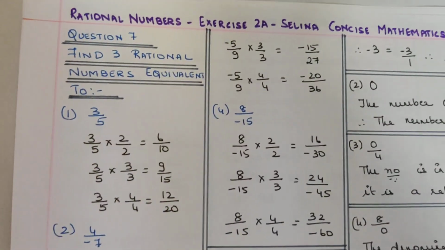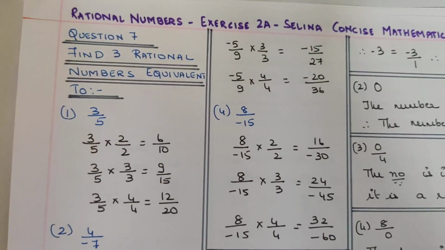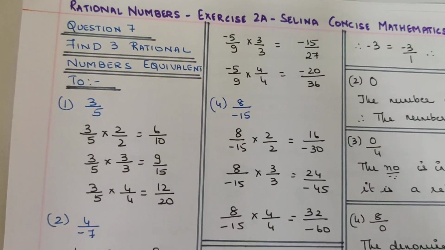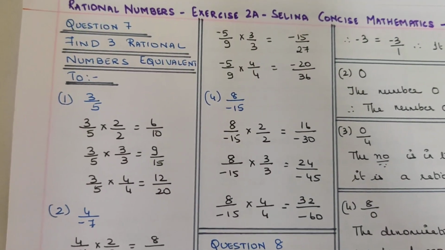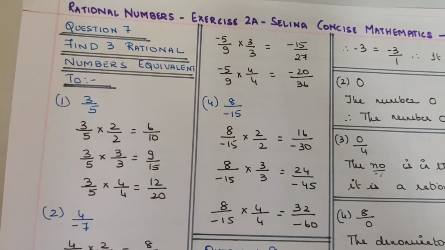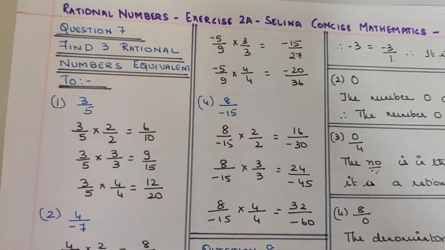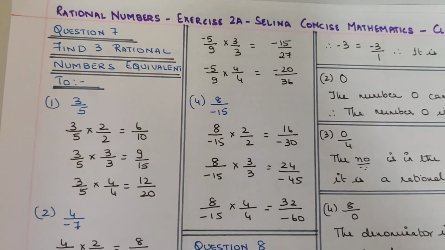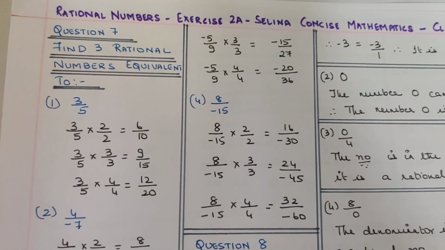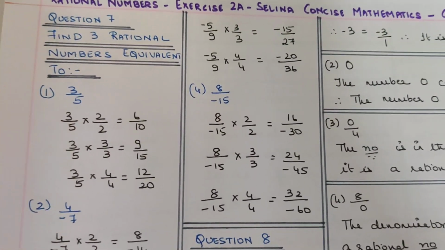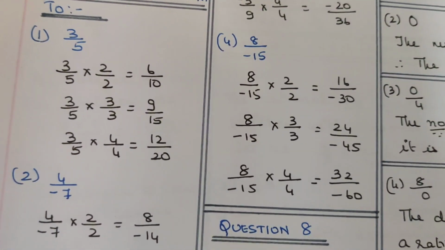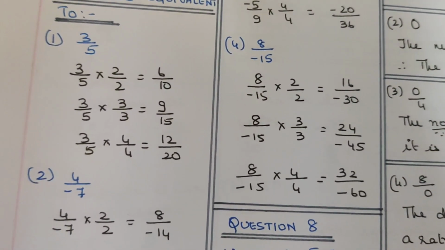Simple again. Question 7. Find 3 rational numbers equivalent to 3 by 5. So you have to multiply both the numerator and the denominator by the same number. Because they are asking for 3 rational numbers, we will do it by 2, 3 and 4 in all the problems. So 3 by 5 into 2 by 2 is 6 by 10. 3 by 5 into 3 by 3 is 9 by 15. 3 by 5 into 4 by 4 is equal to 12 by 20.